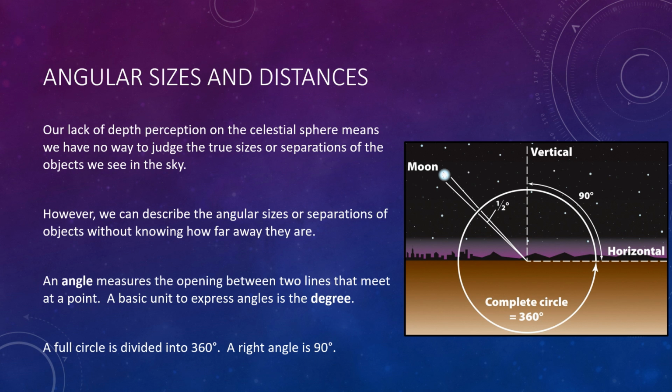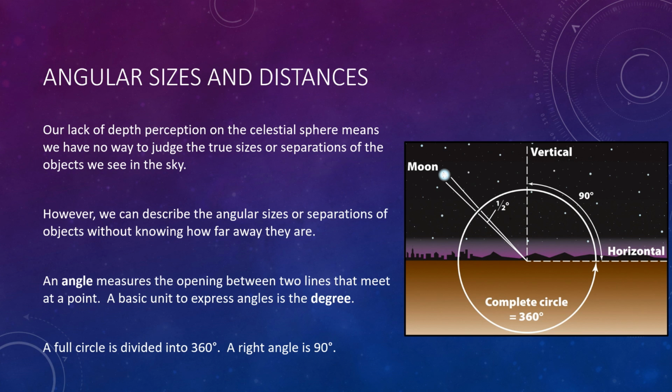An angle measures the opening between two lines that meet at a point, right? So this is an angle here. There's two lines that are meeting at a point. So this angle we would say is half of a degree, which is the unit that we use to measure angles. So this is a good way to help explain some of these things.